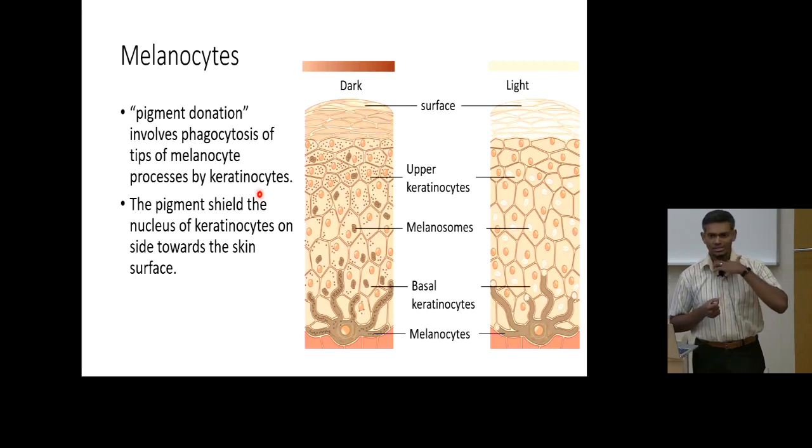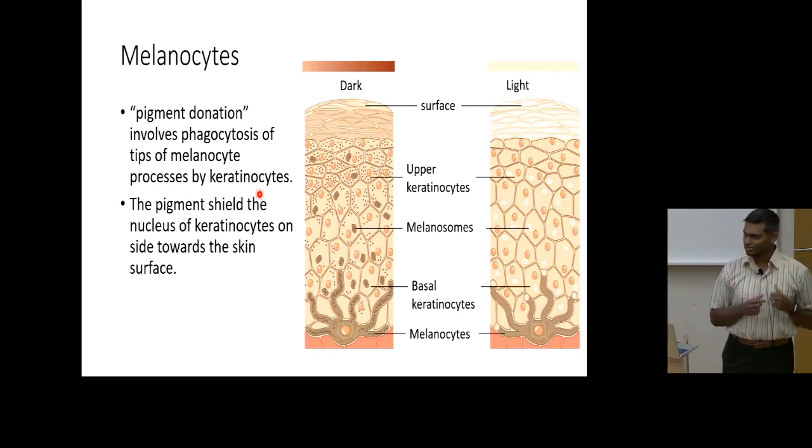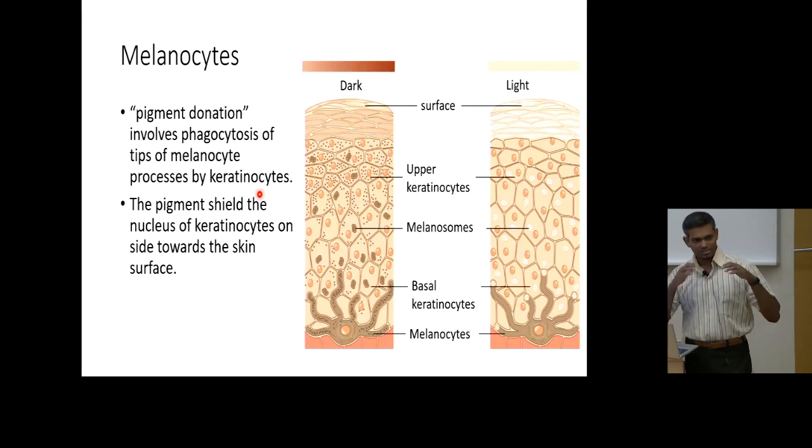And once these pigments have entered the keratinocytes, they are going to act as a shield for the nucleus of those keratinocytes. And notice that these pigments move towards the superficial aspect of the cell, and they can protect it from the UV radiation from the sun.